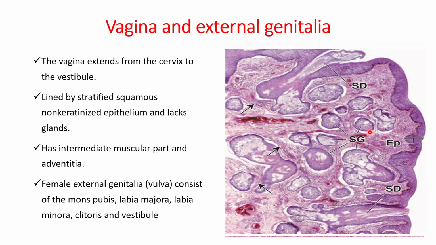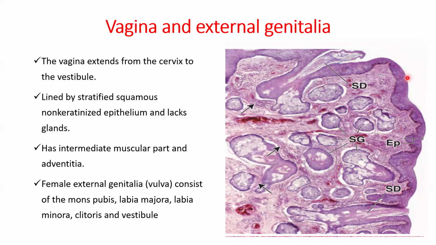So at this point now, you can appreciate these are actually sebaceous glands. You can appreciate the sebaceous glands, then you can appreciate the duct here, and how the secretions come out into this external genitalia. So this is a lumen now, the lumen of the vestibule.